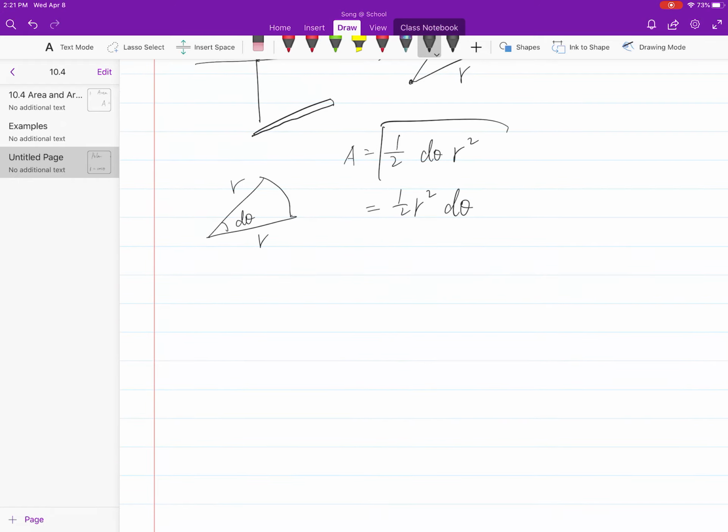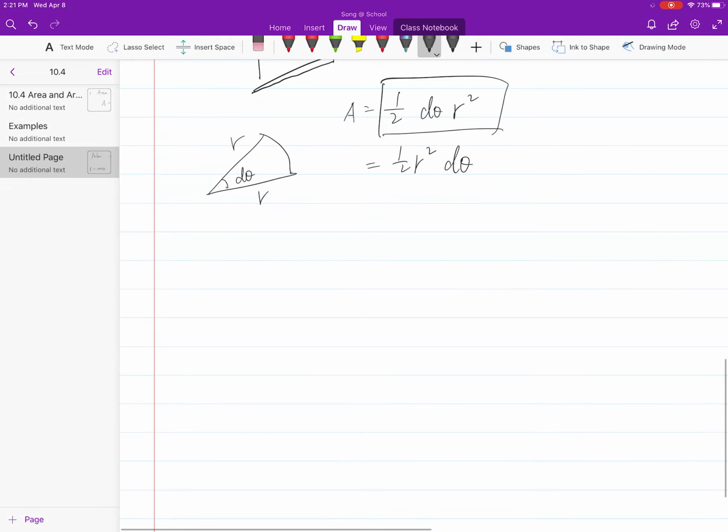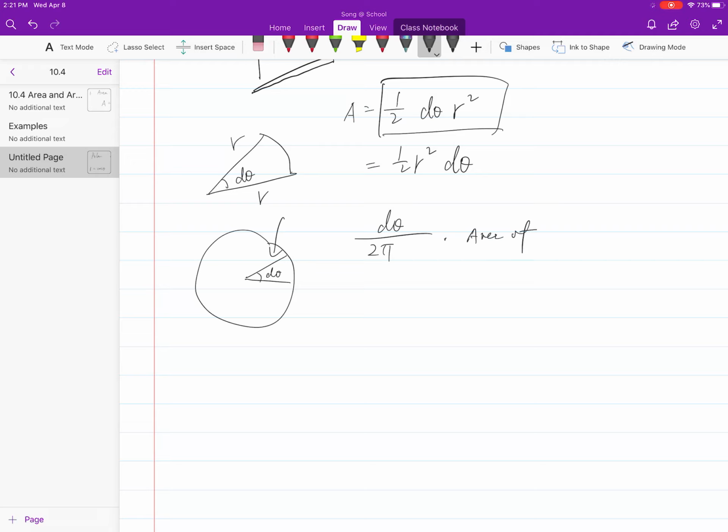If you wonder where this formula comes from, we can easily do that. Think about what's going on here. The sector is actually nothing but a piece of a whole circle, right? The whole circle has 2 pi. This one will be just a proportion to the size of the theta. So this is nothing but d theta over 2 pi times the area of the circle, because you're only part of it.